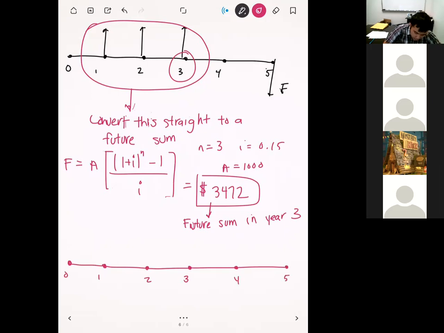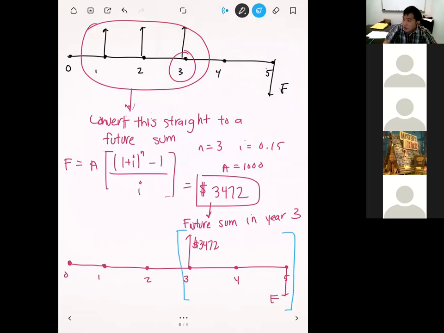Okay. And so now you're going to have just a single lump sum here of 3,472. Okay. But that's not the amount that we want. So the amount that we want takes place at year 5. Okay. But this actually does help us, because now we can take this 3,472 and then convert it to something 2 years in the future, right? So let me do this, right?